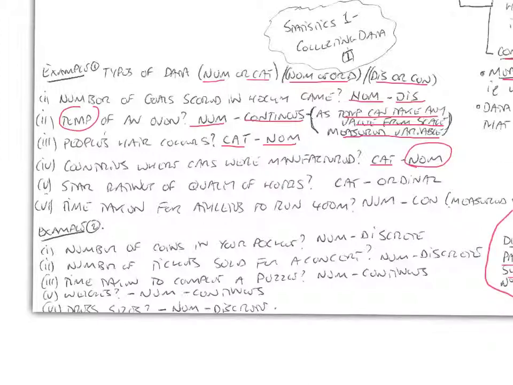Okay. The star ratings of the qualities of hotels, that's categorical, but it's ordinal, so there's 1 star, 2 star, 3 star, 4 star, 5 star. There's an order there of the data, ranking from good to bad or high to low or whatever. And the time taken for athletes to run 400 metres, that's numerical type of data, and it's continuous because it's measured on the time scale.